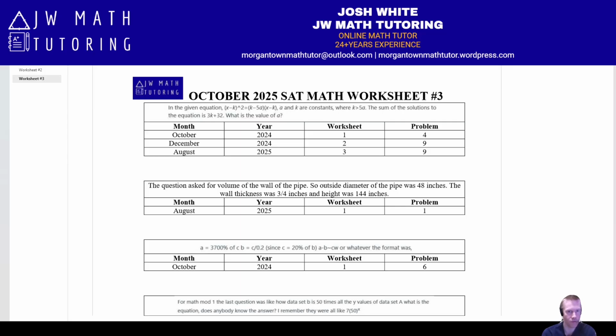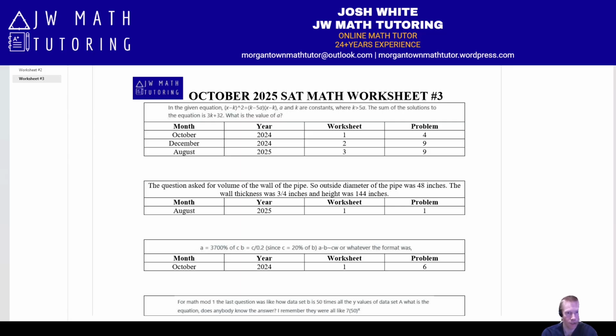And this sum of solutions is always something like k plus something. It's typically 3k plus a number, and the number changes. And you have to solve for a. That's what you're solving for. Anyways, this was previously featured in October 2024, December 2024, and again in August 2025. So go check out the solutions to any of those problems on those specific worksheets to see how to do this one.